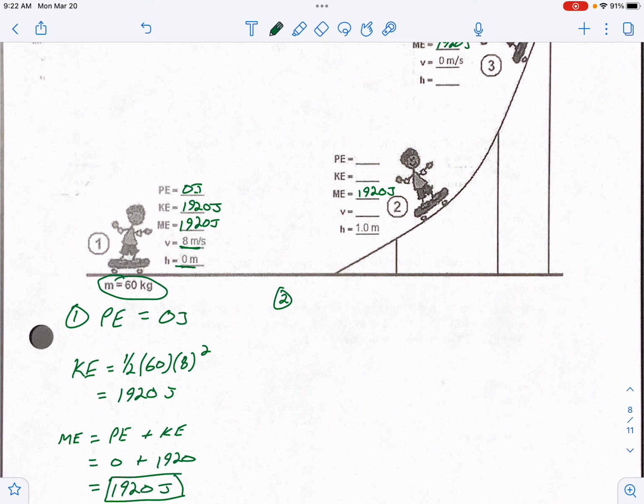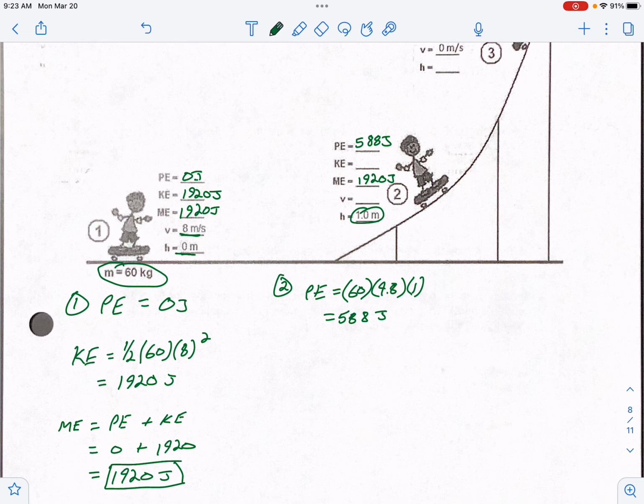So point 2, we know my mechanical energy is 1920 joules. We are also given a height. Well, if I was given a height, that means I can find my potential energy. So we're going to find potential energy first. Potential energy equals mass times gravity times height. So mass was 60, gravity is 9.8, height is going to be 1 meter. Multiply that out, and you get 588 joules. So there's your potential energy right there. You can put that in the box, so 588 joules.